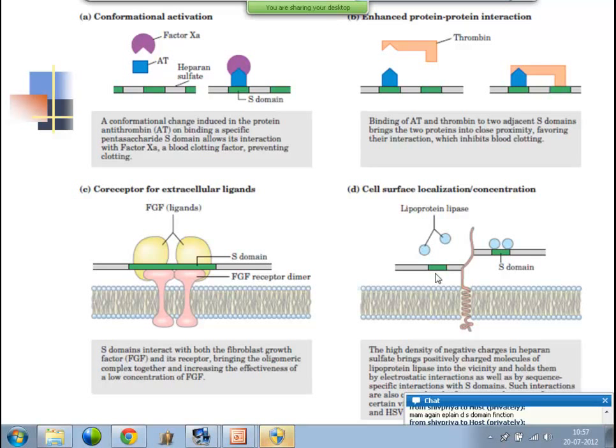Yes, ma'am. Protein-protein interaction, ma'am. It has to be thrombin and antithrombin? Thrombin and antithrombin are not necessary, these are just examples. There are several such biological roles of proteoglycans. Here I have just mentioned four different ways in which it can interact. But there are several other examples also which you can find, where you will see how the S domain brings about interaction between two different proteins, or proteins and any other factor for that matter. These are just four basic examples I have given here.